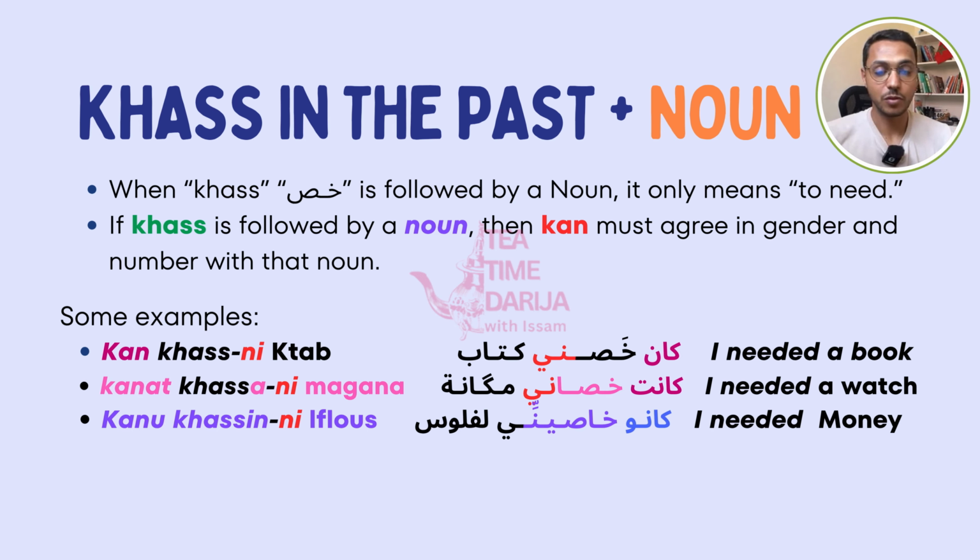If you have something or you're talking about something in plural, look, كانوا خاصيني الفلوس. كانوا, because it's فلوس, it's plural. خاصين, we added I and N to make it plural. خاصين, and then ni for the object pronoun. So كانوا خاصيني الفلوس. I needed money. Okay.